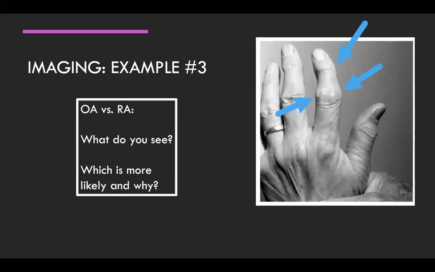One last imaging example. This is something we are looking at maybe more clinically, since we don't have x-ray vision. This is an individual who has some joint deformities that are external. So which pathology do you suspect in this image? What do you see at these joints? You can see the arrows pointing to those deformities. And which do you think is more likely, RA or OA, and why?